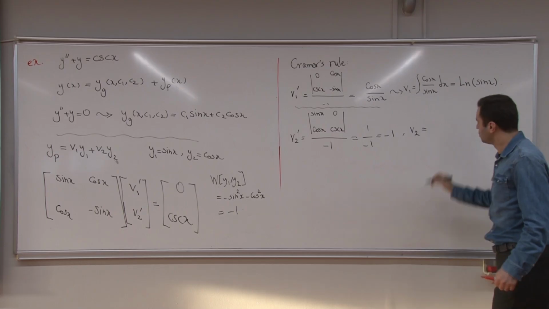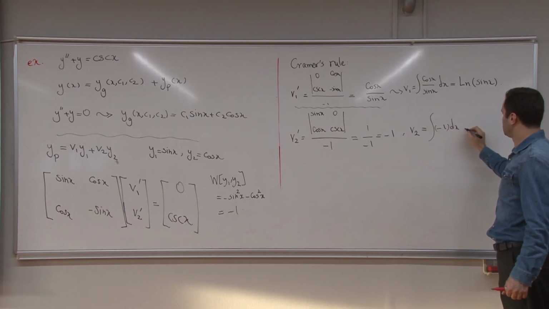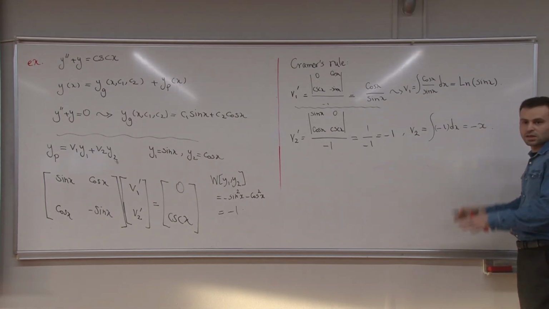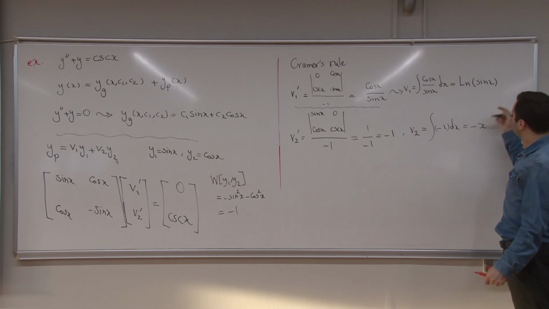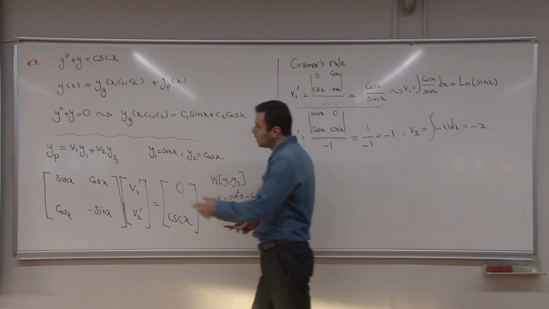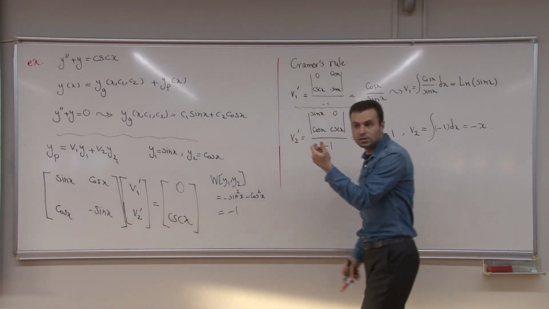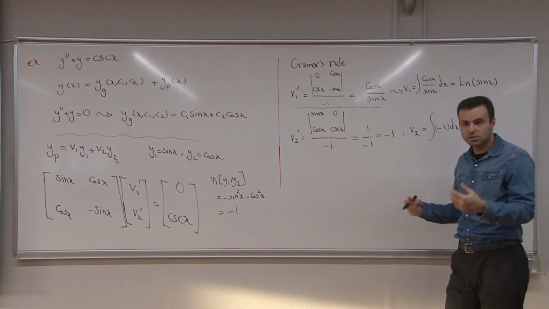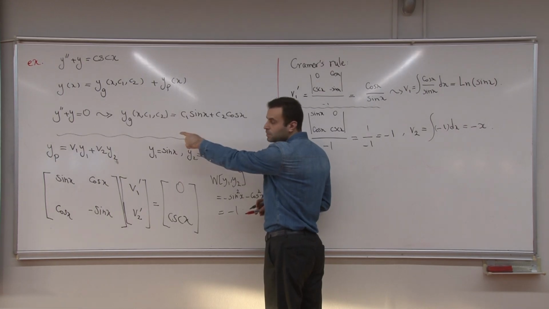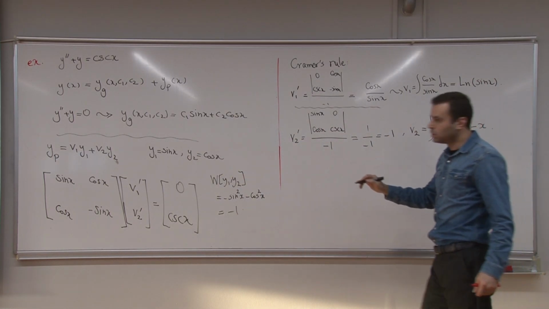What is v2? Integral of minus 1 dx, which is going to be minus x. Here again, we are suppressing the constant of integration. I'm not writing plus c because we are searching for a particular solution, and a particular solution does not have any C1 or C2 kind of coefficients come with it. We already have our C1 and C2 in the general solution. Okay? So I have my v1, I have my v2.